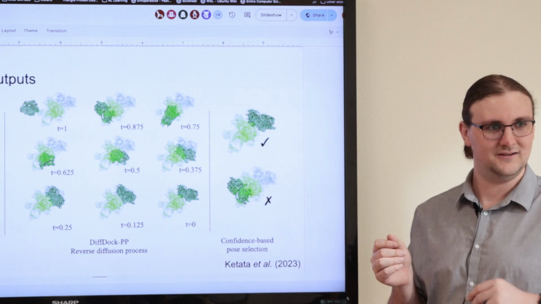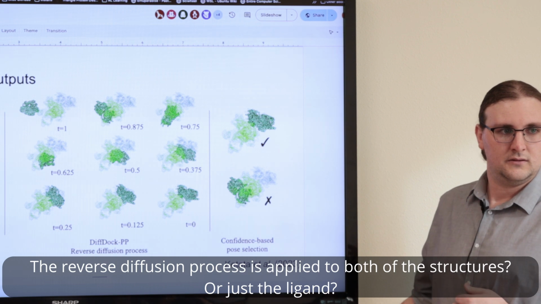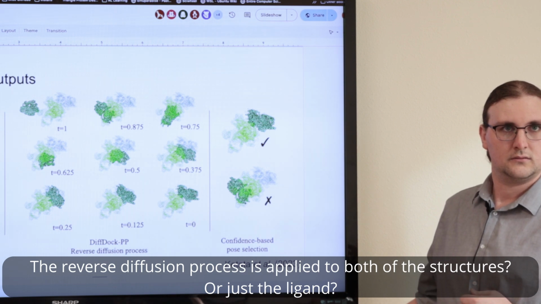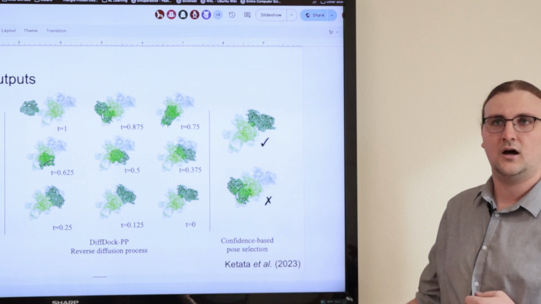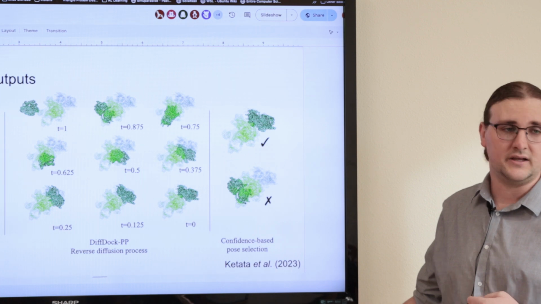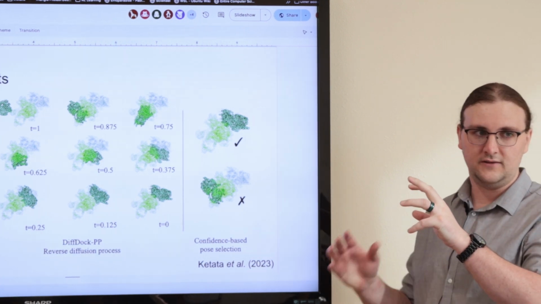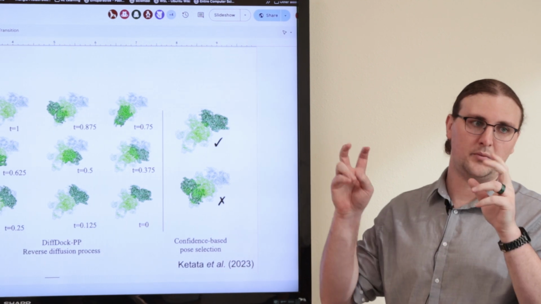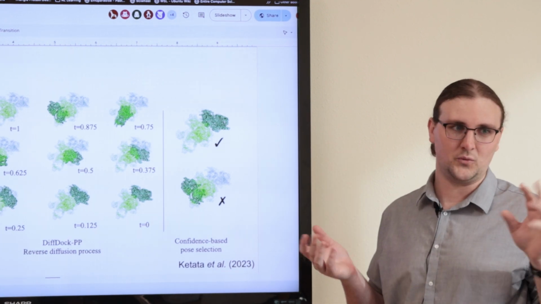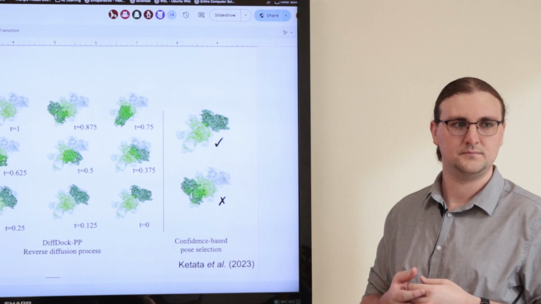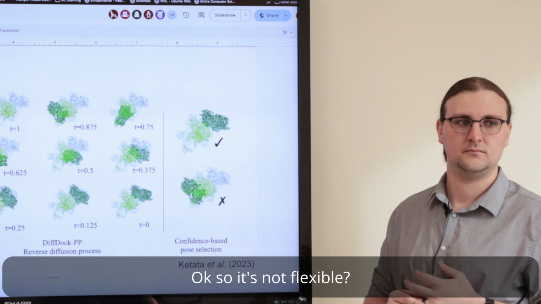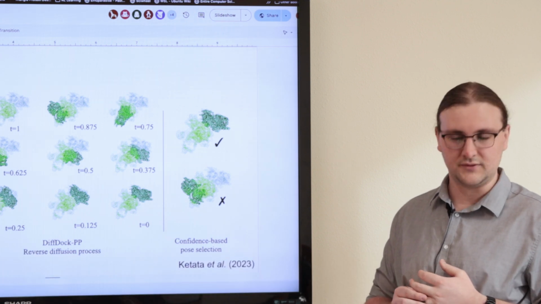Okay. And the reverse diffusion process is applied to both structures or just the ligand? Technically just the ligand, right? Because what they do is center the receptor, and now the ligand is the only really movable part. There are other ways you can parameterize it, but that's how they do it. Okay, so it's not flexible? No. The proteins themselves are rigid.